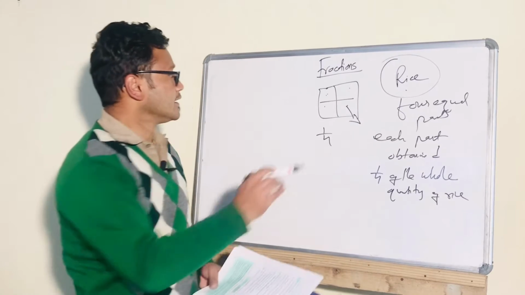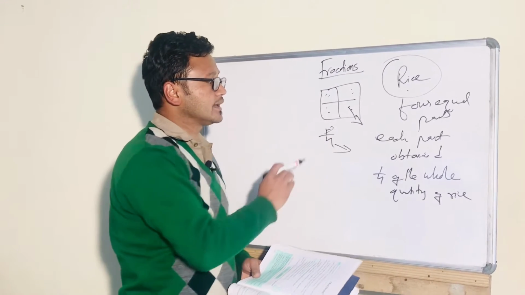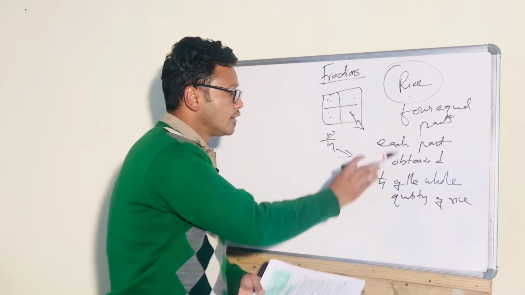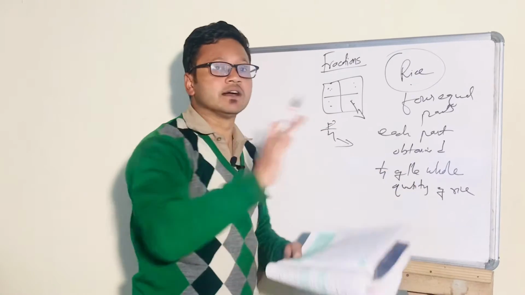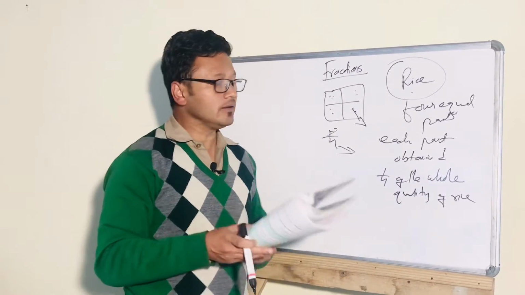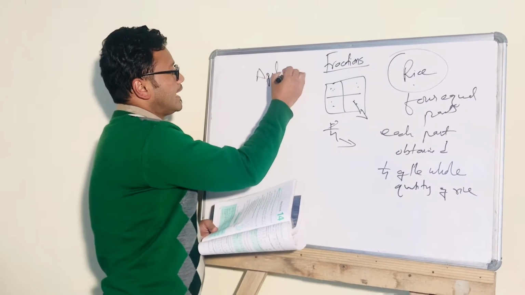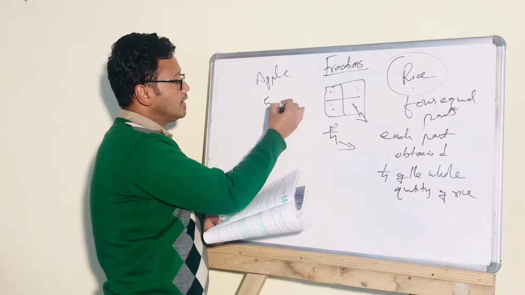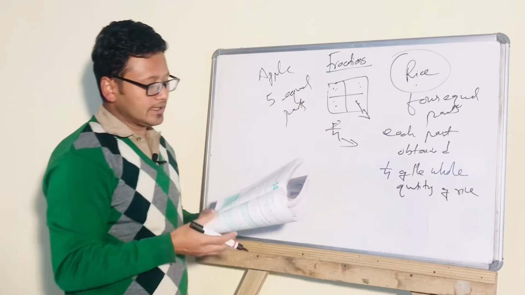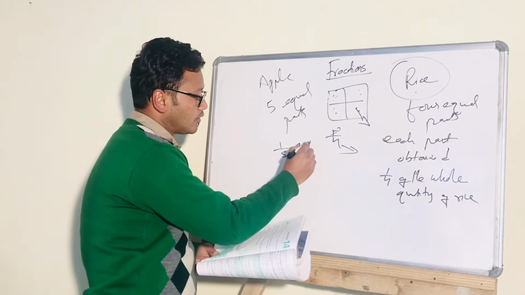See, 1, 2, 3, 4 parts. It is divided into four equal parts, so each part is called one fourth of the whole quantity of rice. Now I want to give you another example. If an apple is divided into five equal parts, each part is called one fifth of the whole apple.